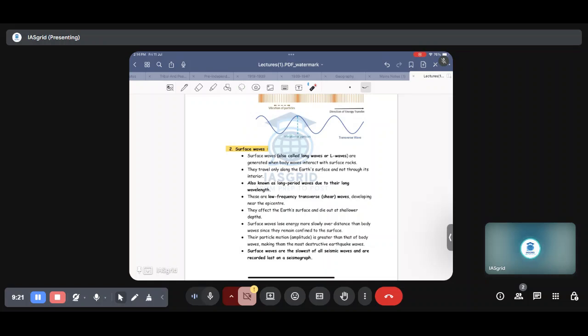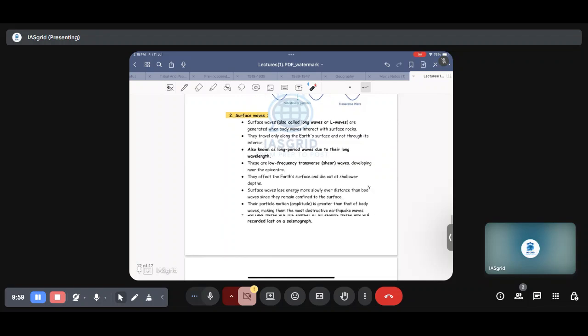Now, these low frequency transverse waves develop near the epicenter. The epicenter was the point where, for example, this is the earth, and this is the hypocenter inside, and this is the epicenter. It is just a point on the surface where energy is released. These waves develop near the epicenters, and they affect the earth's surface, and they die out at shallower depths. It means they do not travel deeper inside. They are only restricted to shallower depths. They die out right here only, on the surface and next to the surface.